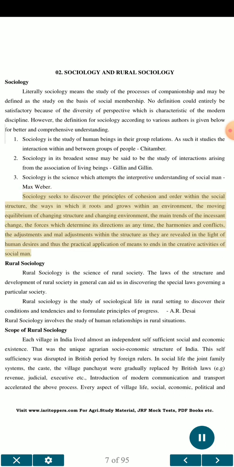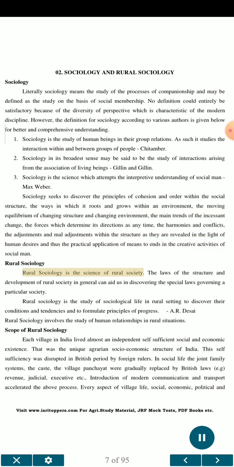Sociology seeks to discover the principles of cohesion and order within the social structure, the ways in which it roots and grows within an environment, the moving equilibrium of changing structure and changing environment, the main trends of the incessant change, the forces which determine its directions at any time, the harmonies and conflicts, the adjustments and maladjustments within the structure as they are revealed in the light of human desires, and thus the practical application of means to ends in the creative activities of social man.